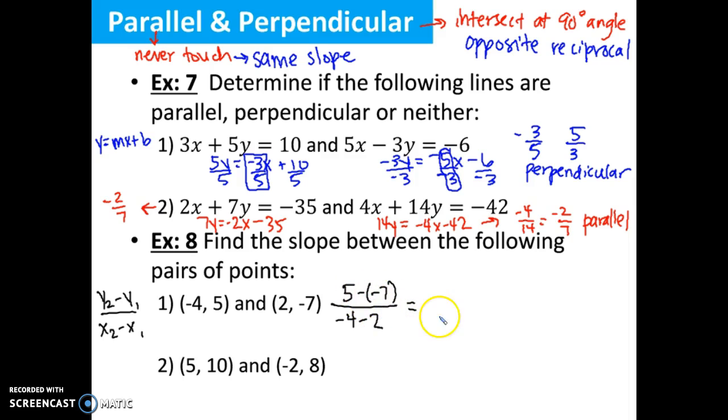A minus a negative becomes plus. 5 plus 7 is 12. Negative 4 minus 2 is negative 6. 12 divided by negative 6 is negative 2. For number 2, if I start with a 10, we have 10 minus 8 over the 5 minus negative 2. 10 minus 8 is 2. Minus a negative becomes plus. 5 plus 2 is 7, and I can't simplify that.